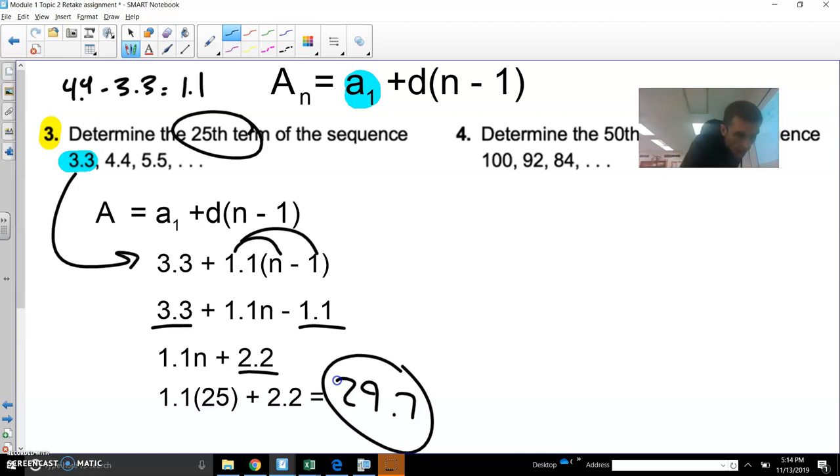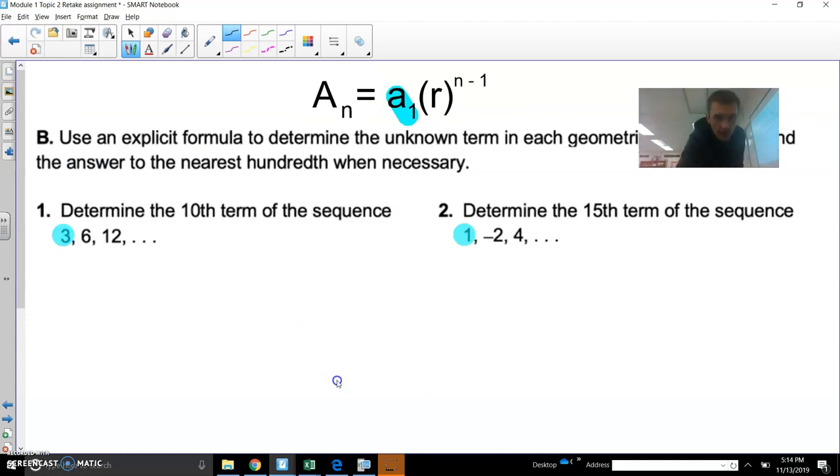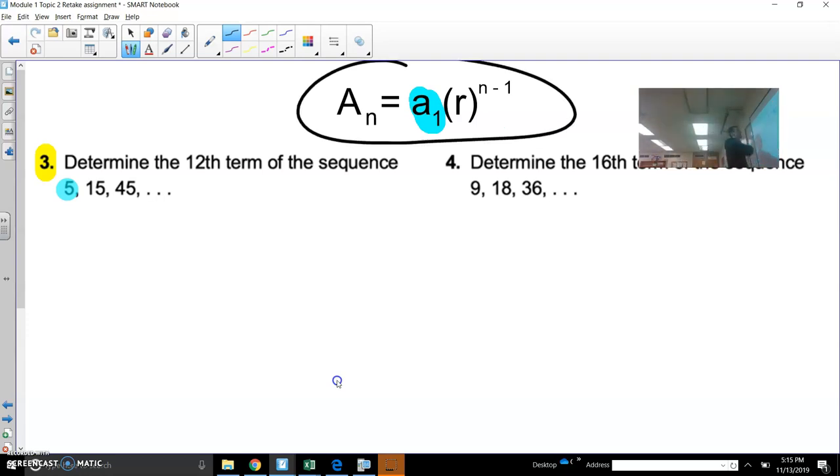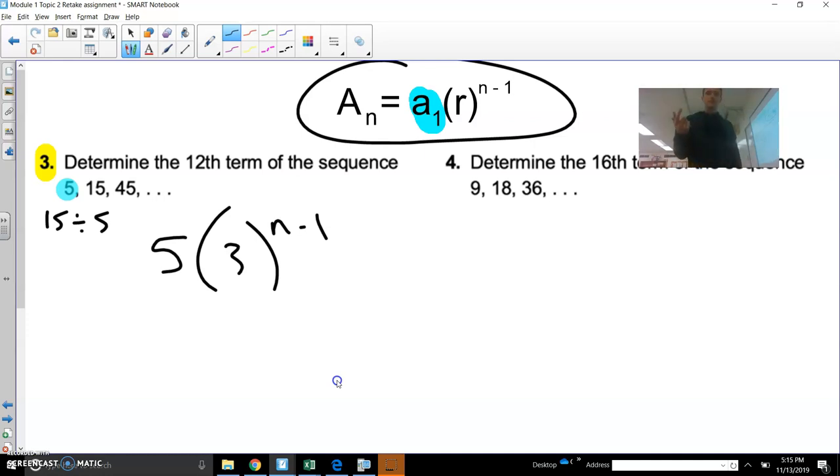Okay. I've got a few more minutes left. Let's go to one that's more geometric. So geometric has a different formula for it, and it can be a little easier. So to build a geometric formula, I start by using the first number in the sequence. I need to figure out what that common ratio is by dividing the second number by the first number, and that tells me that I'm multiplying by 3 over and over and over. And then n minus 1 is your exponent.